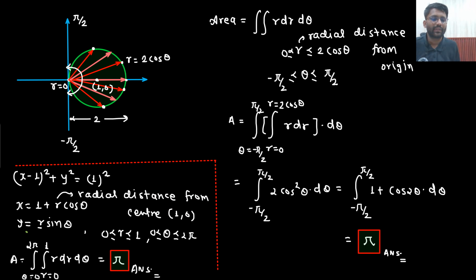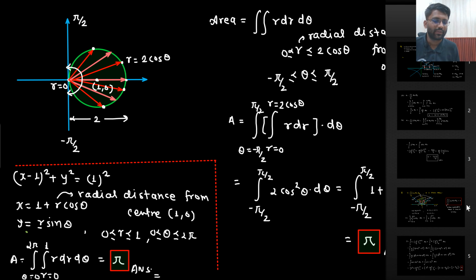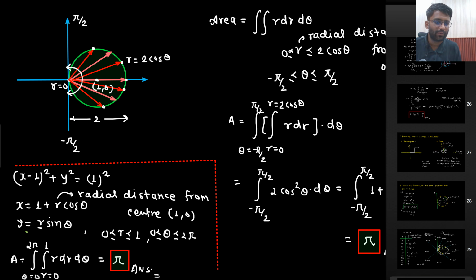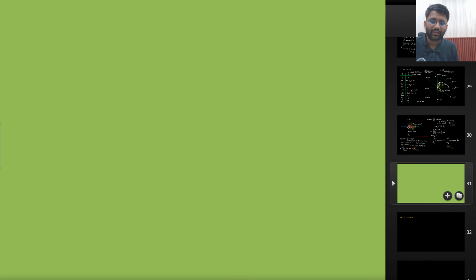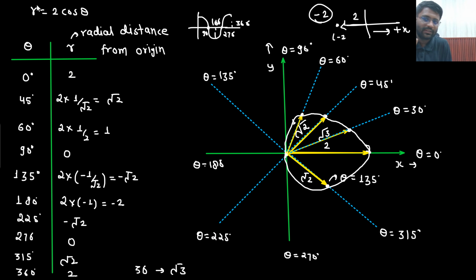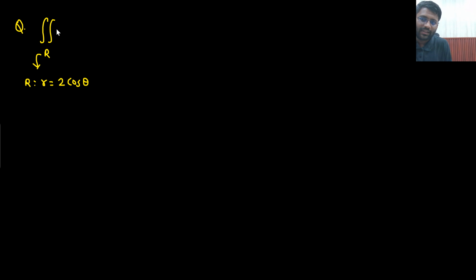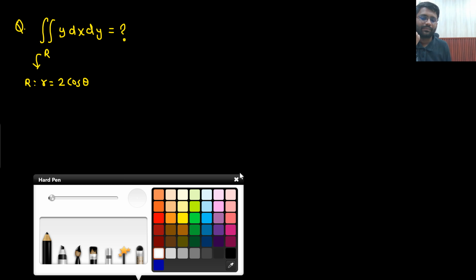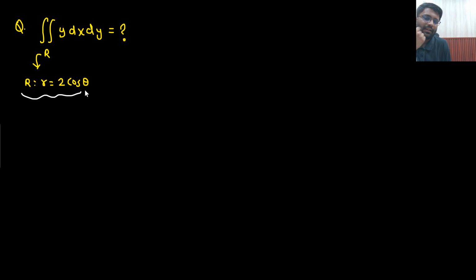Okay. Let's find out more things about it. Let's do more discussion. What I am going to do is add another page and write down a question. What question am I writing? Over this region R, what is this region R? Region R is nothing but r equals 2 cos theta. Over this region R, you calculate y dx dy. You tell me this value.